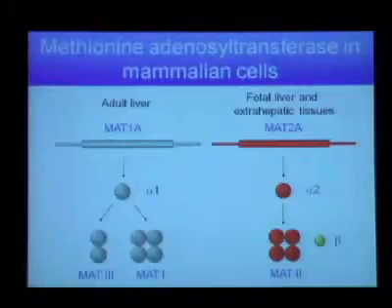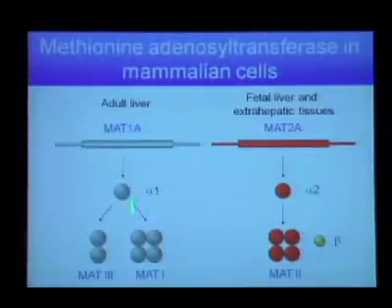In mammalian cells, there are two different genes coding for three different isoforms of methionine adenosyltransferase, and the expression of these two genes is tissue-specific. In adult liver, the gene expressed is MAT1A, which encodes an alpha-1 catalytic subunit that organizes into homodimers or homotetramers. I will refer in general to the liver enzyme as MAT1-3, without making any differentiation between these two isoforms. This is the form that predominates in adult liver.